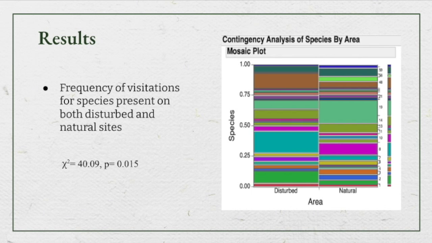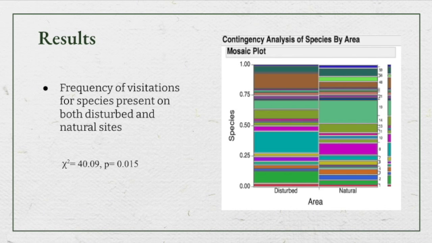Here, the mosaic plot on the right demonstrates the different species types by color and frequency by the size of each colored block. Species such as 19, which was a small ant, is represented here in the greenish color blocks and was mostly found on natural land and not very much on disturbed land. Another example is species 48, represented in brown, which was a hoverfly, and this species was found more often on disturbed land than on natural land.